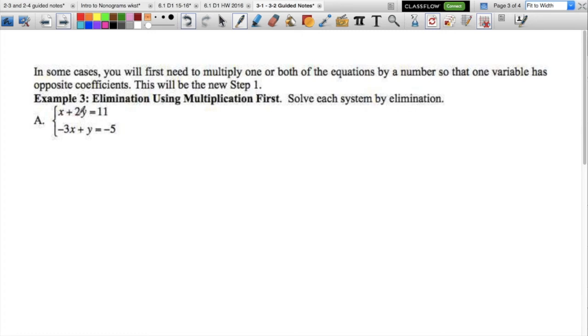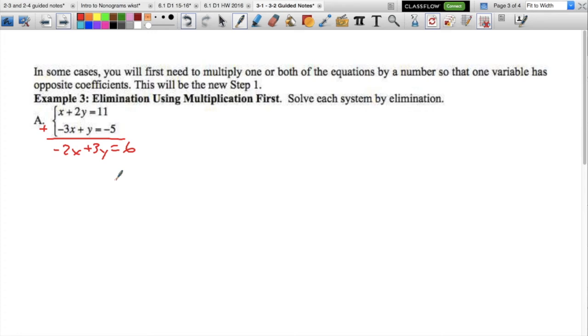We got x plus 2y equals 11, negative 3x plus y equals negative 5, right? If I add these together now, they don't eliminate. I get x and negative 3x, that would be a negative 2x. So I'm going to write this in red because I don't want you to write it. If I were to add this, I would get negative 2x, I would get plus 3y, and I would get 6. And nothing eliminated. This is not helpful.